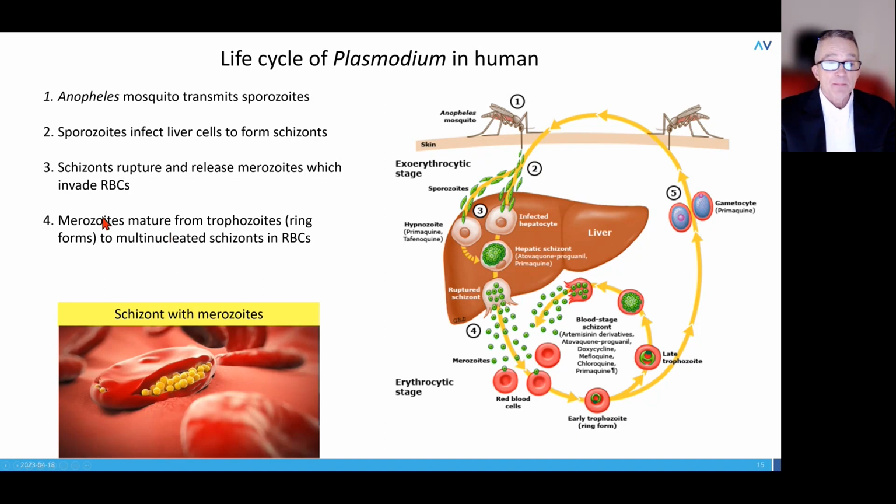the merozoites mature and they form trophozoites, which is like the ring form. And also then multinucleated schizonts, which means schizonts with all of these merozoites. Now, it can go in two paths. These schizonts, which are the red cells full of the merozoites, can rupture and infect other red blood cells, or some of them go on to mature into the gametocyte, which we see on the blood smear. And this is what's taken up by the mosquito when it does another feeding in a human, and it continues the cycle of Plasmodium in the insect.